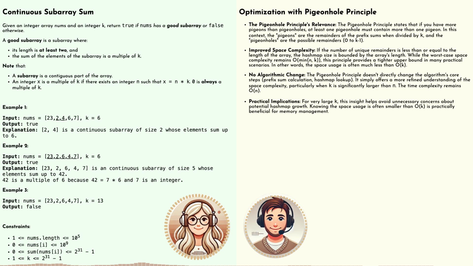Exactly. So before we even start calculating prefix sums, we can add a simple check. If the length of our array is greater than k, we can immediately return true. That's such a neat trick. We can save a lot of computation time, especially for very large arrays. I'm always amazed by how a little mathematical insight can lead to such elegant optimizations.